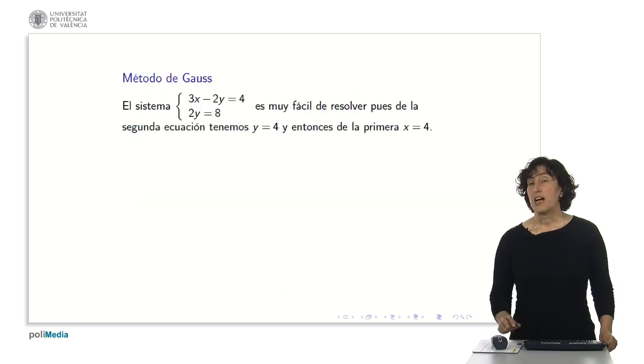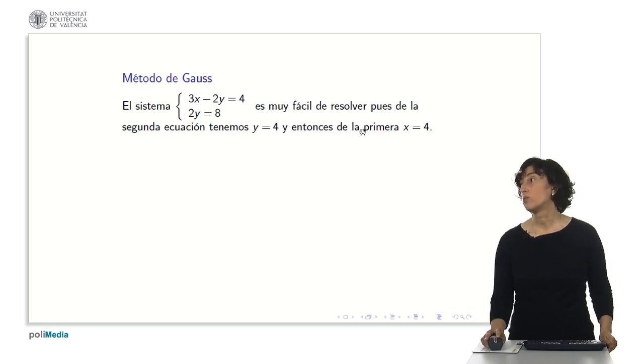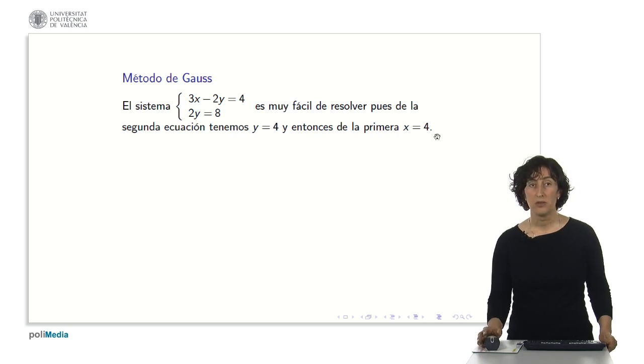Well, before applying the Gauss method, notice that if I have a system of this style, 3x minus 2y equals 4, 2y equals 8, this system is very easy to solve. Since from the second equation, I clear the y, and I know that it is 4. And if I substitute this 4 in the first equation, I clear the x, and I get that in this case the x is also 4. These types of systems are very easy to solve even if they have more equations.